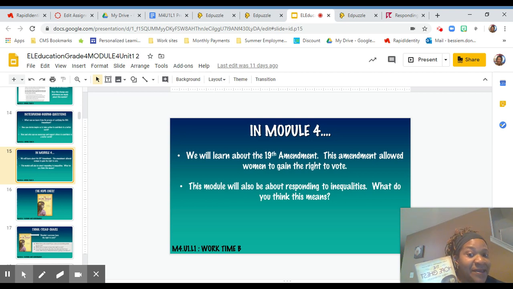And our second topic is that we'll also be responding to inequalities. What do you think this means? Inequalities. I look at the prefix "in," which I know means not. And then I see the root word in inequalities, the root word equal. So using my context clues and my prefix, inequalities means not equal. So our topics are the 19th Amendment, and reading and responding about things that were not equal, inequalities.